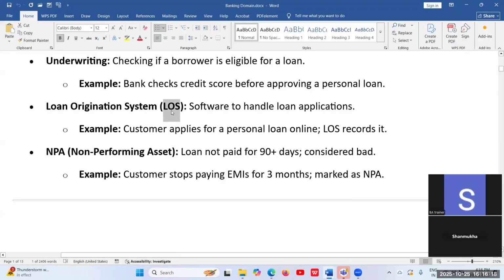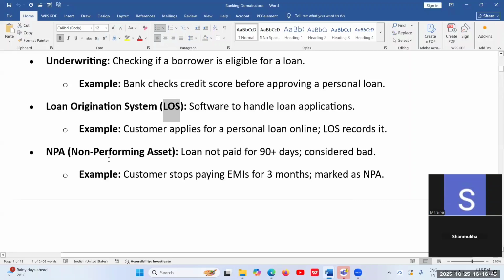In shortcut, we will call it LOS. The teller will be operating this software only to evaluate, to verify, and to ensure that loans are processed and nothing has been affected. So everything with respect to loans will be there in the loan origination system.